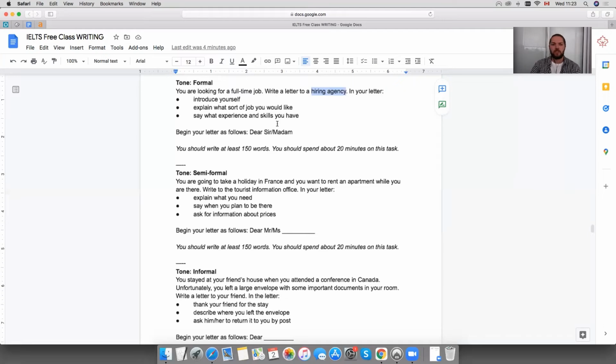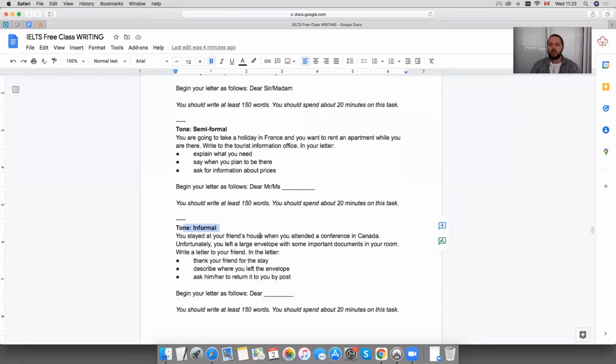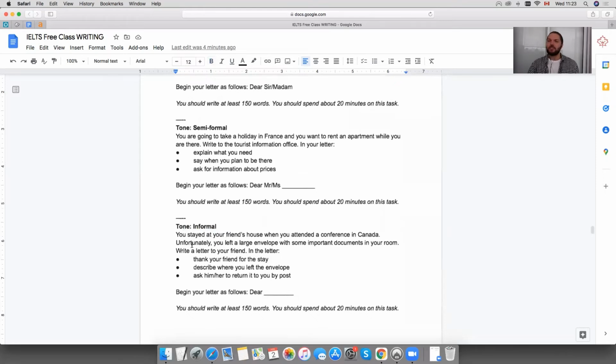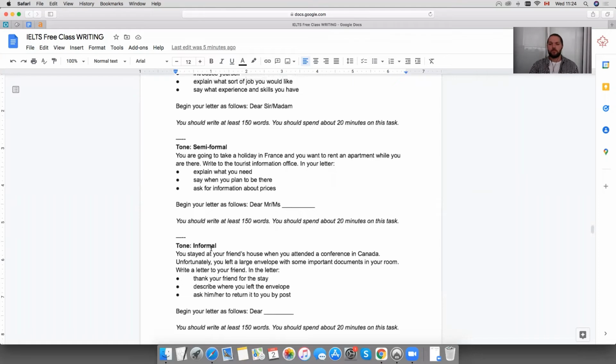family member. But in the informal sense, you stayed at your friend's house when you attended a conference in Canada. Unfortunately, you left a large envelope with some important documents in your room. Maybe for some of us, this is a little bit difficult because we're talking about a conference. We're talking about important documents, but who are we speaking to? We're speaking to our friend. We slept at their house, so we should be able to be informal and just speak to them in an informal tone.